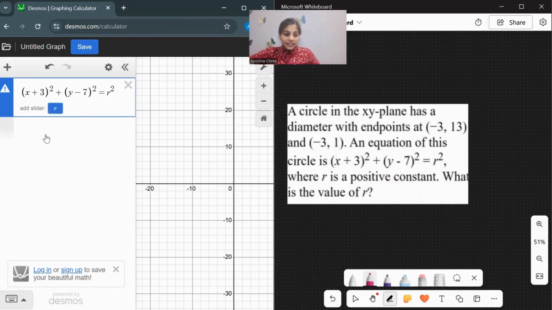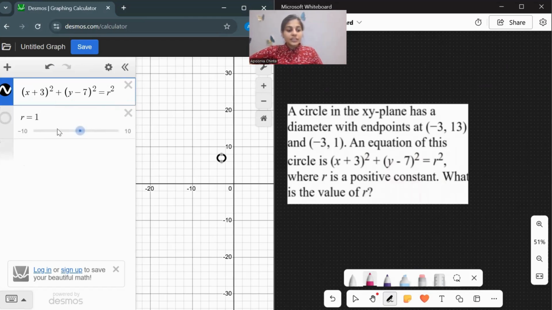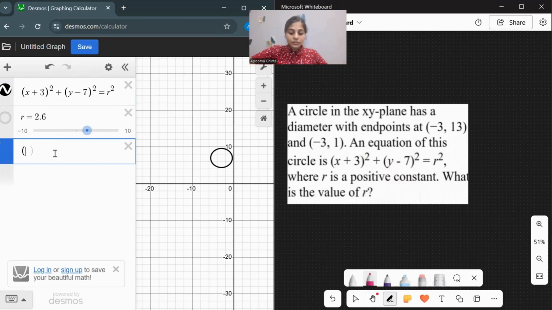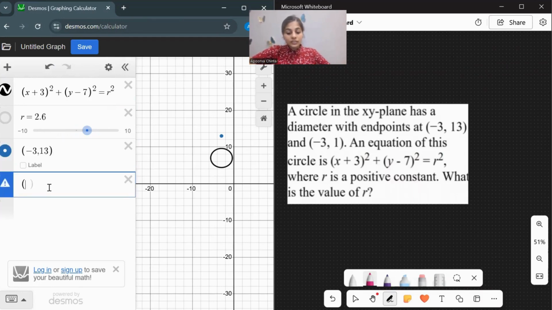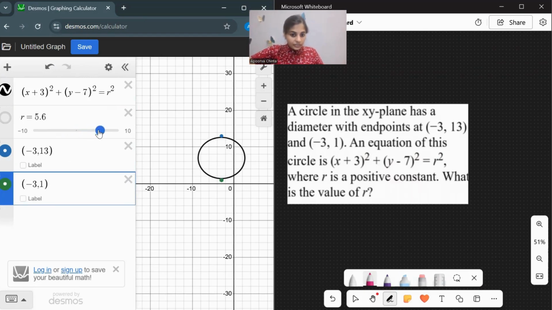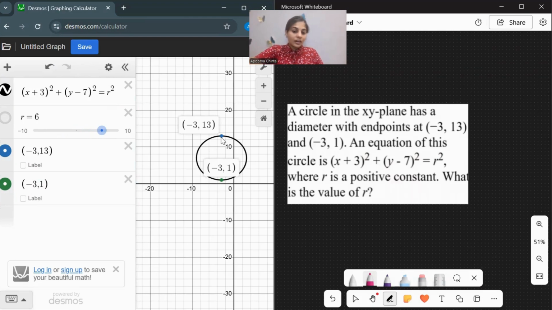So this again, add a slider to this. Now this gives us r equals 1 and so many other values. But how do we decide the value of r? Now let's take the first coordinate, that's negative 3 comma 13, and the other coordinate which we want the circle to touch is negative 3 comma 1. Now can we move the slider so that the circle touches these two coordinates? So the slider stops at 6, and we find that these two are touching.